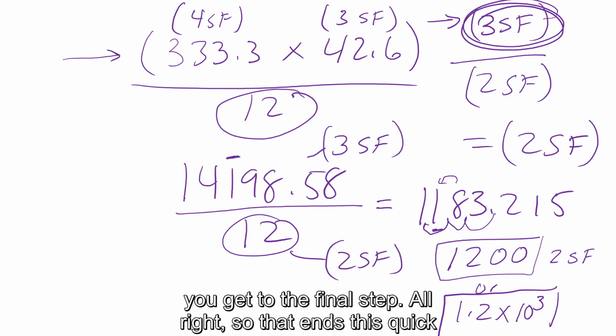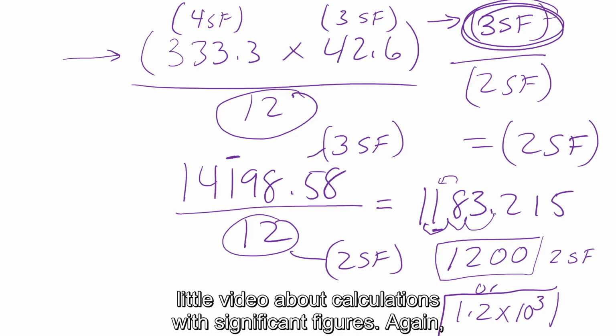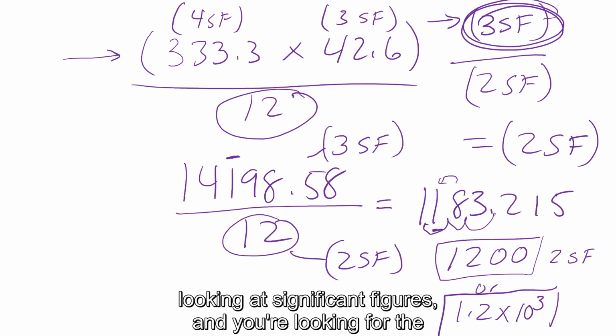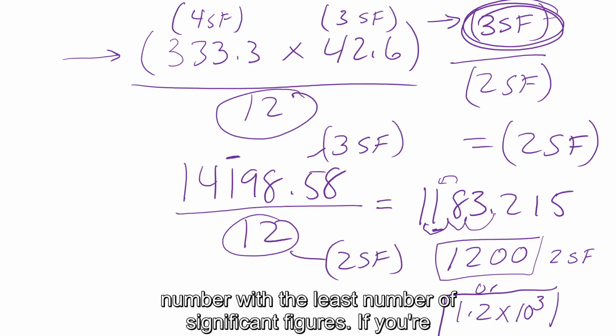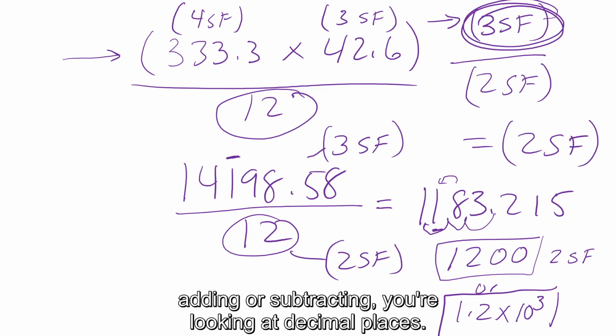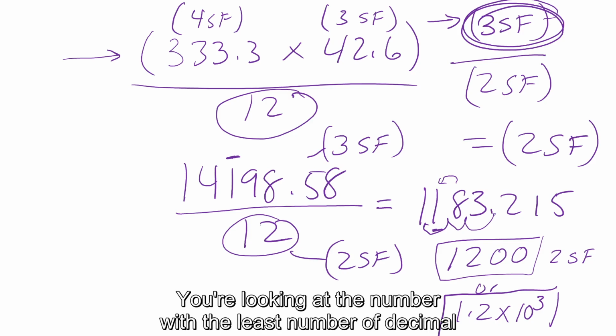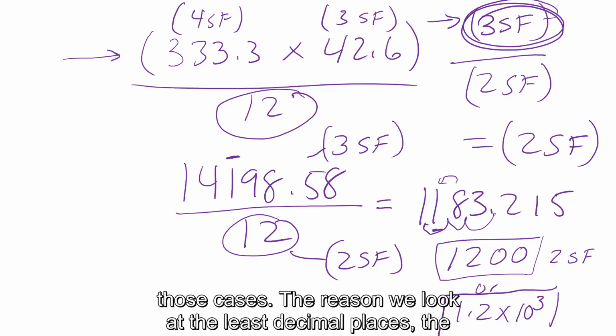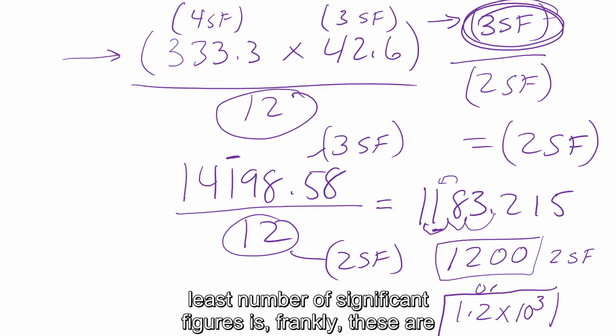All right, so that ends this quick little video about calculations with significant figures. Again, just to summarize, if you're multiplying or dividing, you're looking at significant figures, and you're looking for the number with the least number of significant figures. If you're adding or subtracting, you're looking at decimal places. You're looking at the number with the least number of decimal places, and that's what your answer should have in both of those cases.